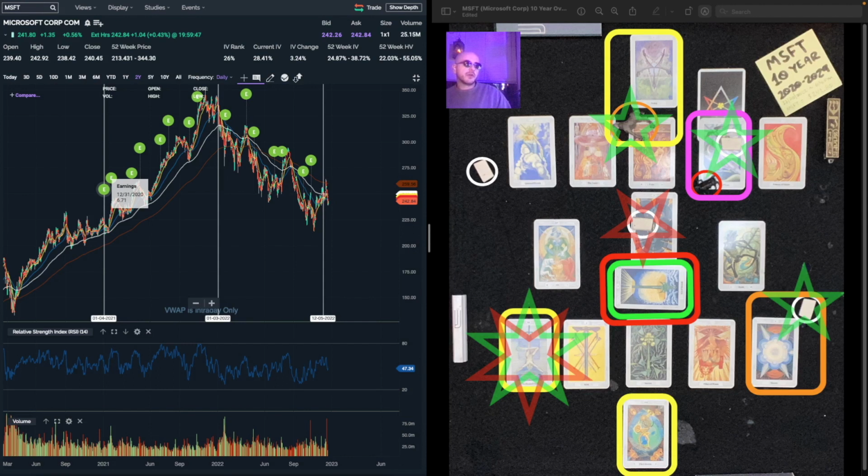Is Microsoft's lowest price level of the 10-year period 2020 through 2029 taking place in more than 1 year of the 10-year period 2020 through 2029? Yes. Does Microsoft's lowest price level of the 10-year period take place in 2023? Yes.